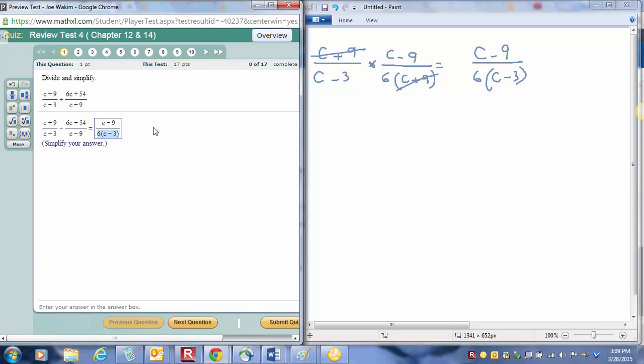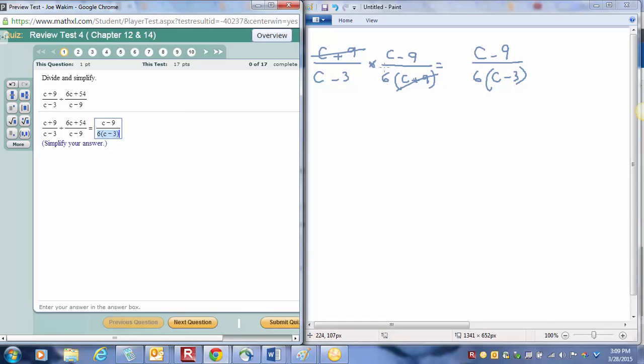Okay, so again, all I did here is multiplied by the reciprocal. I flipped this fraction, put the c minus 9 at the top. On the bottom, I took 6 as a common factor. And you notice if I multiply 6 times c, I will get 6c. If I multiply 6 times 9, I will get 54. So I haven't changed anything.